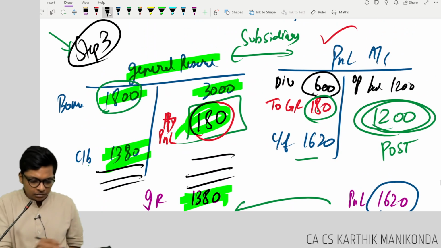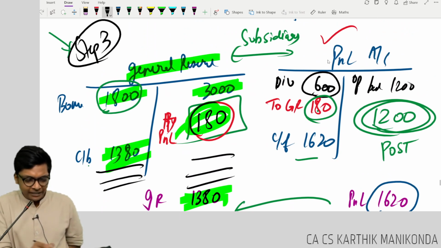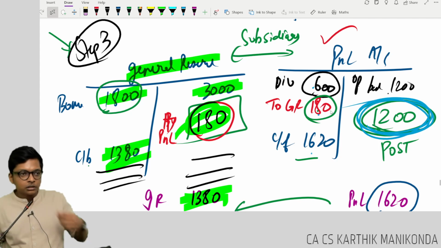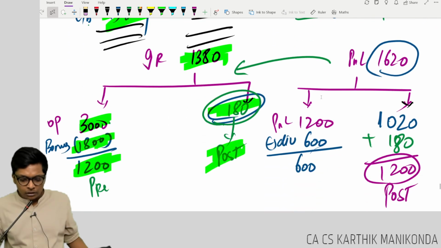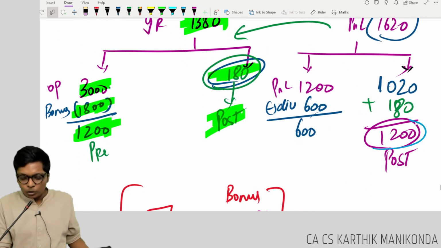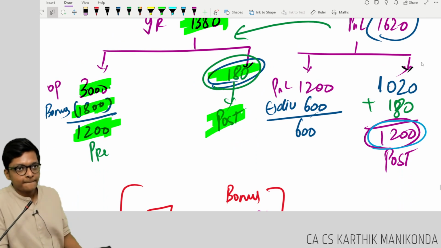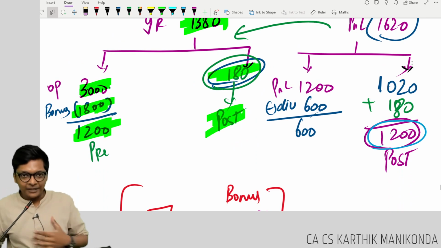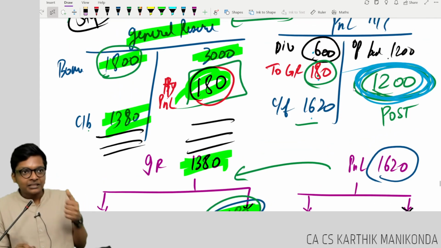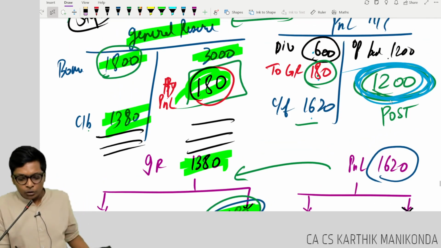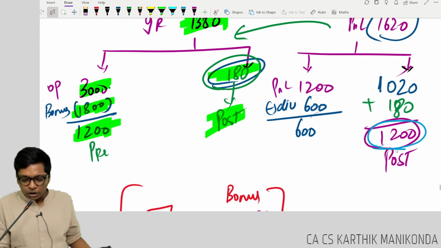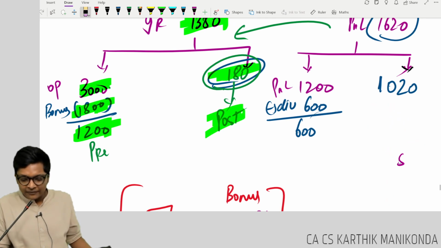Let me just check this. P&L opening is 1200, closing is this, transfer so much, dividend so much. So current year, how much did I earn? 1200. Will I take post as 1200 or 1020? Are you following what is happening, guys? See, current year I earned 1200, but out of that I transferred 180 to general reserve. So will I take 1200 or 180? 1020 only will be my post.